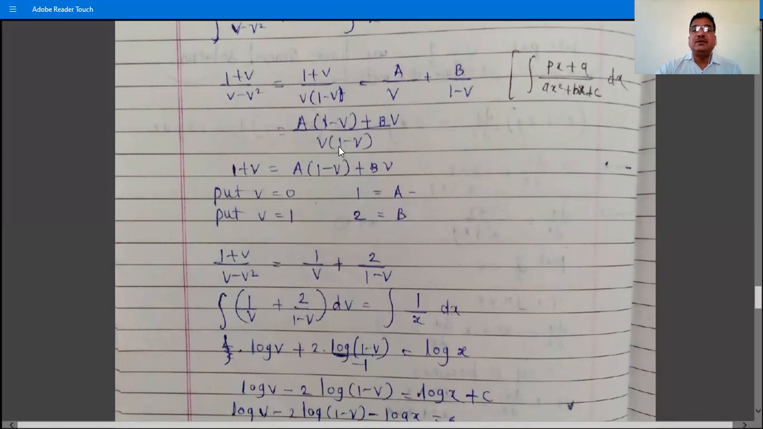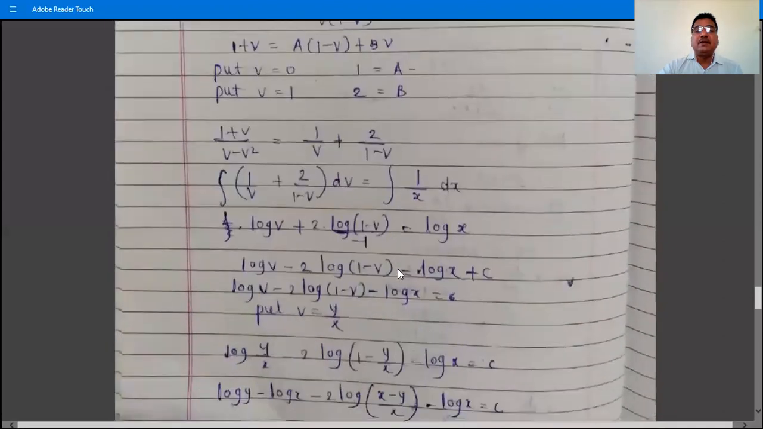And substitute v as 1. 1 minus v is equal to 0 implies v is 1. So we have 2 is equal to, the coefficient of a is now 0, and b into 1. So b is 2. And therefore the partial fractions of 1 plus v divided by v into (1 minus v) are 1 divided by v plus 2 by 1 minus v.